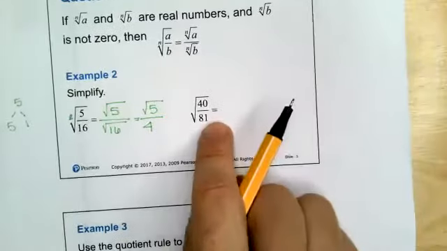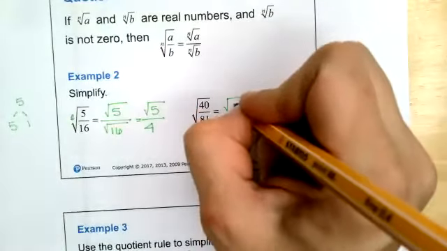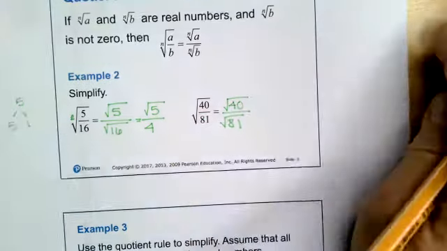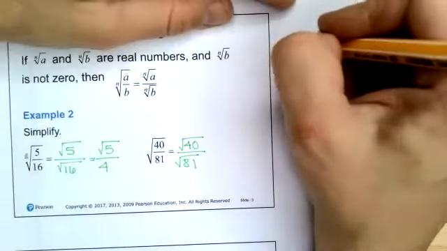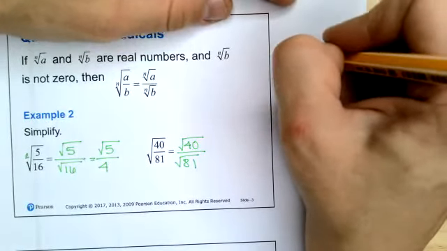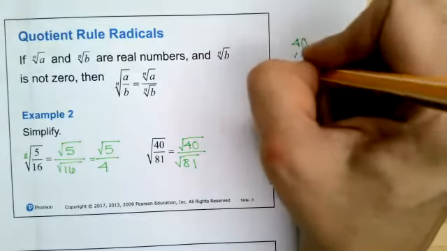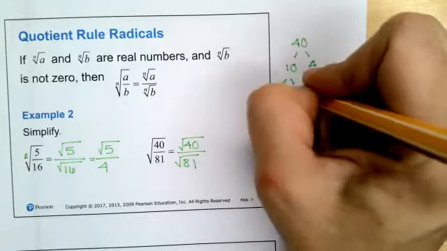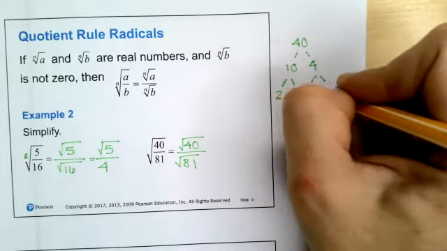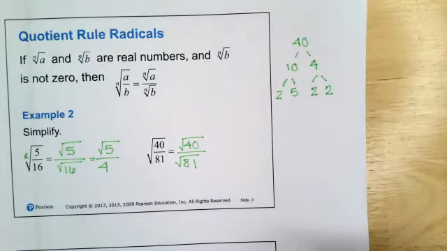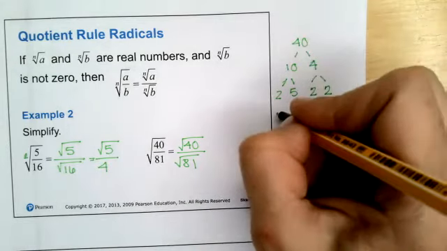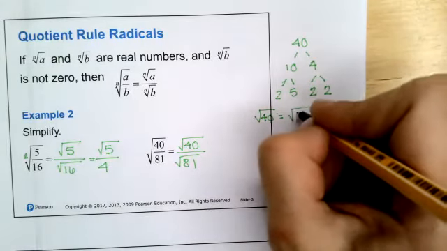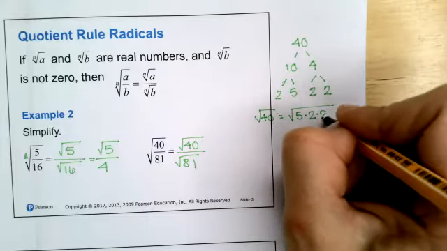All right, over here, this can become the square root of 40 over the square root of 81. Good. Now we can use a factor tree because 40 is not a prime number. 40, do it any way you want. We can say 10 and 4. 10 becomes 2 and 5. 4 becomes 2 and 2, right? So what we have is the square root of 40 is the same as the square root of 5 times 2 times 2 times 2.